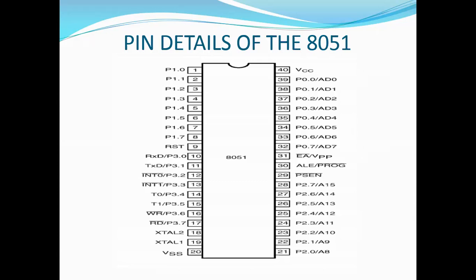That is, port 0 has the alternate function AD0 to AD7. Here it is the multiplexed address and data. Okay, so we are receiving this multiplexed AD0 to AD7. If address latch enable is high, it will access address, otherwise data. Okay, then A8 to A15 is the alternate function of port 2. Okay, this is the pin details.